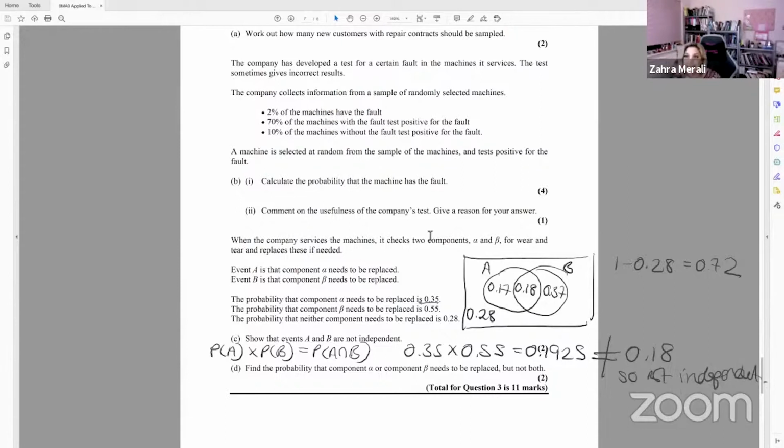Find the probability that A or B needs to be replaced, but not both. So we've already done that work. Essentially, all we're looking for is these numbers on the outside. So A on its own and B on its own. So we're just going to add those two numbers up. So we'll have 0.17 plus 0.37, and that gives you 0.54. Okay, next question.